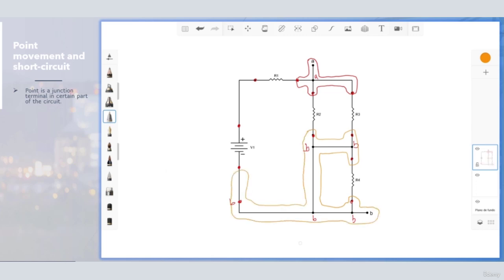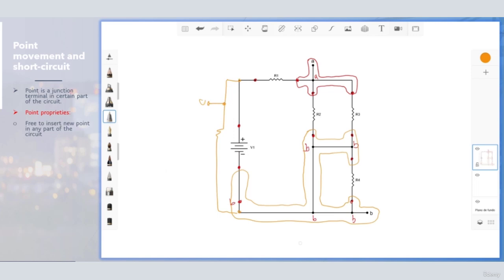So points have two basic properties. The first is that you can insert a new point in any part of the circuit so that you can study the behavior of this certain part of the circuit. That means if we have the possibility to connect a new element from here to here, this is the point B, this is a new point, and if you want to study the behavior of the circuit in this point, you can add a new point here and call this point C.